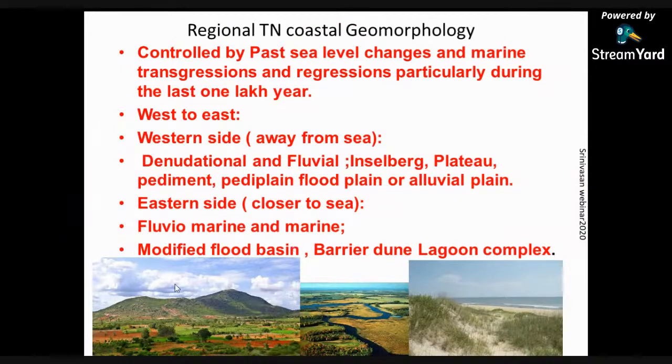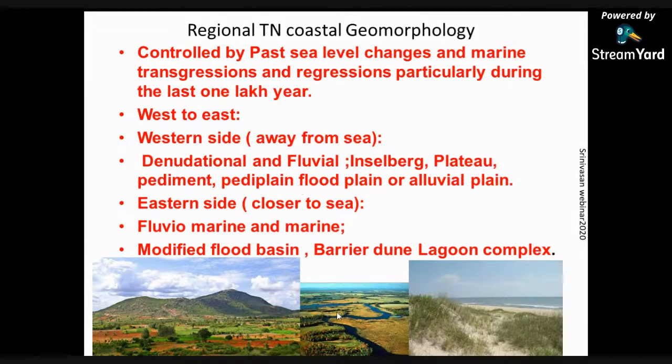So in the geomorphology, just rushing through, it will start with a hillock and then the hill slope, a pediment, then the pediplain. Slowly we will go from west to east. What is the basic geomorphology of the Tamil Nadu coastal plain, west to east? On the western side you have denudational and fluvial. You get Inselberg plateau, kindly watch my mouse cursor. So on the western side, in Chengalpet or the Vellavaram side, when we go from west to east, we get Madurantakam and all that: Inselberg plateau, pediment, pediplain, more of a fluvial type we will get.